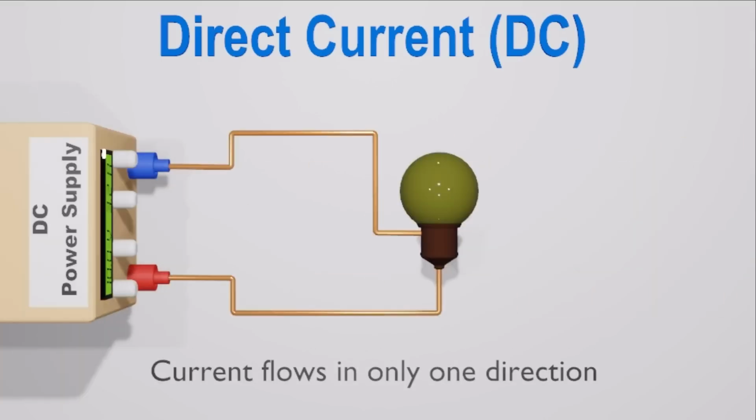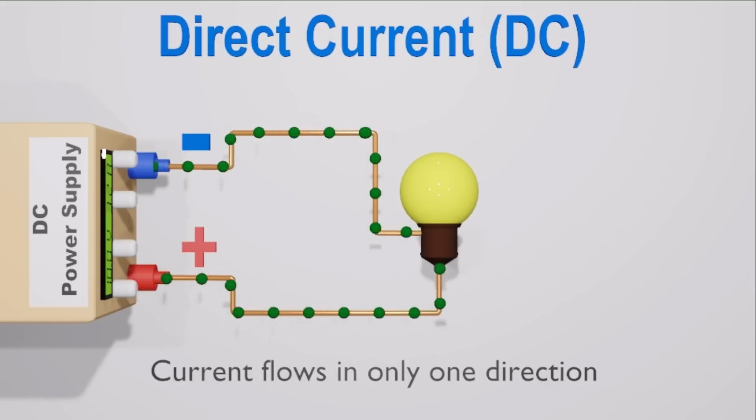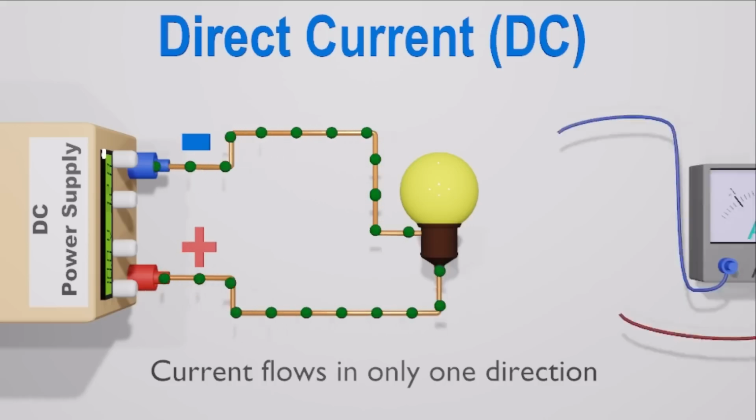Let's start with direct current. DC is a linear type of electrical current. Direct current always only flows in one direction, from positive pole to negative pole. Keep in mind that the electrons flow opposite to that. For DC, the positive and negative poles always remain the same.